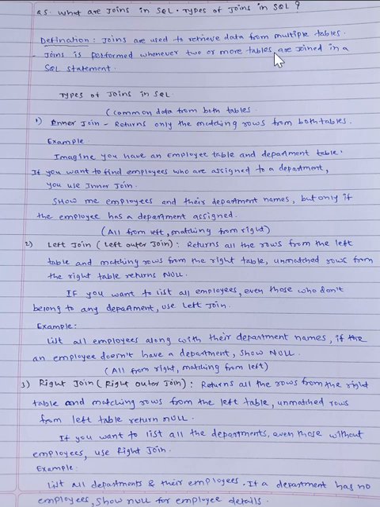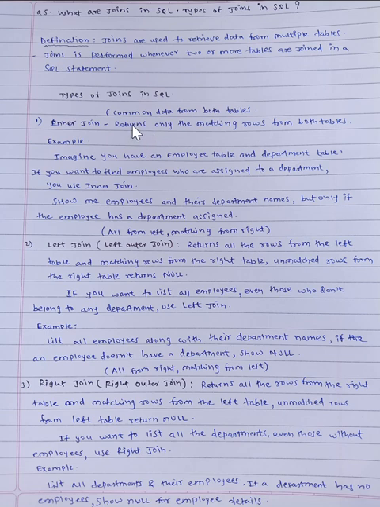What are joins in SQL? Types of joins in SQL. The definition is that joins are used to retrieve data from multiple tables. A join is performed whenever two or more tables are joined in the SQL statement. Types of join in SQL: inner join, left join, right join, full outer join, cross join, self join. Those are the different types of joins present. Firstly, we will see inner join. Inner join returns only the matching rows from both the tables.